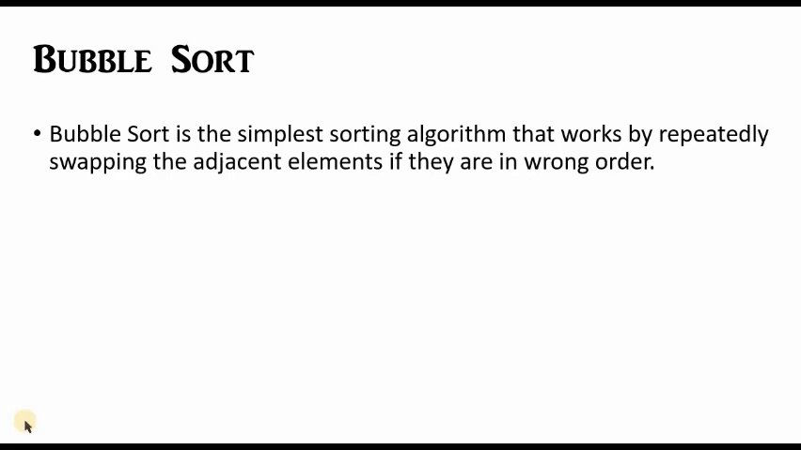Bubble sort is a simple sorting algorithm. It works by scanning the elements of the array, two elements at a time, and it swaps the adjacent elements if they are in the wrong order. Let us take a look at the bubble sort algorithm by considering an example.